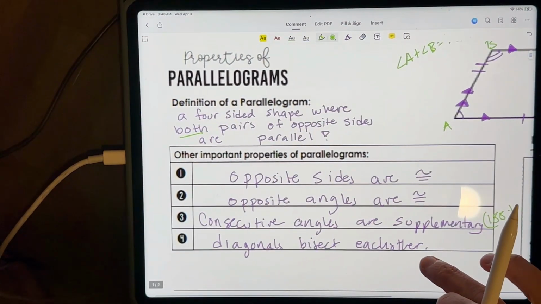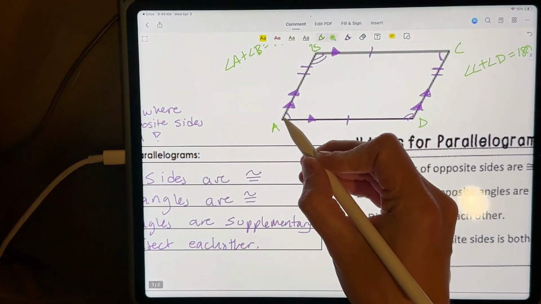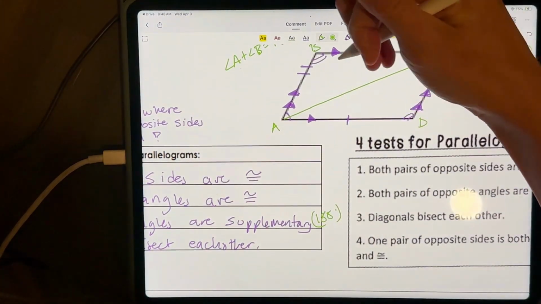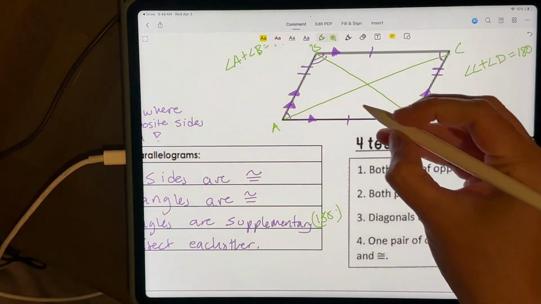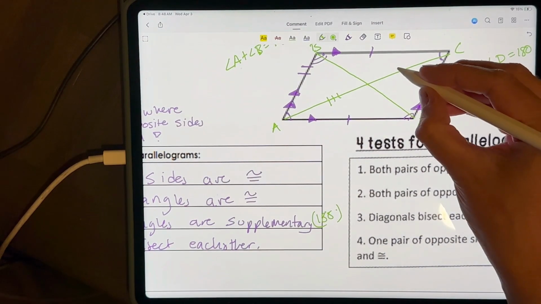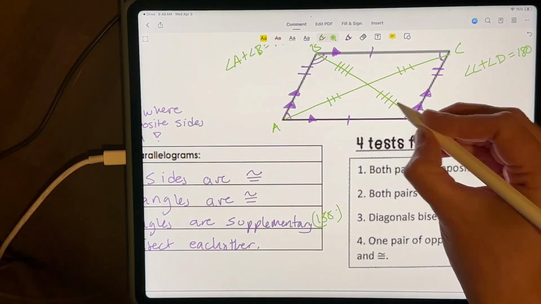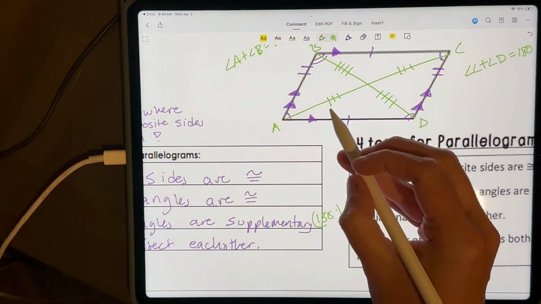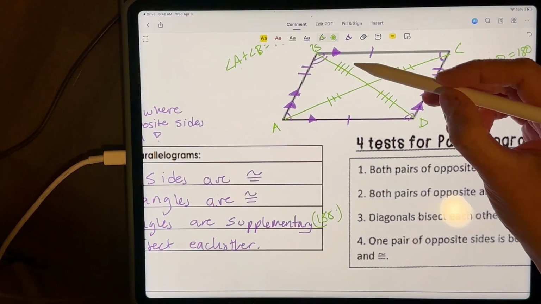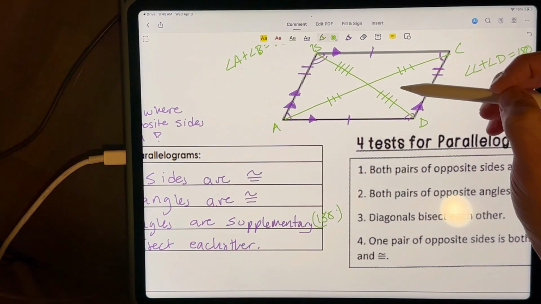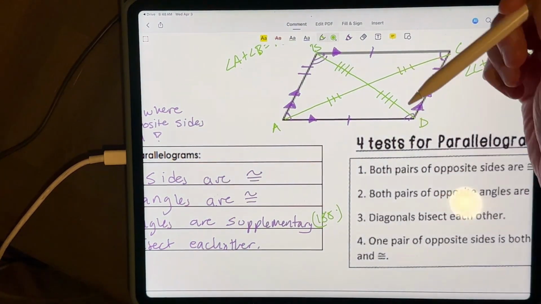All right, last but not least, the diagonals must bisect each other, okay? So that means this piece and this piece are both cut in half. This piece right here matches this piece right here, and this one matches this one. Notice I did 3 lines on this one, and 4 on this one and this one. Later on, we'll have one where all the diagonal pieces are congruent, but not in this one. Only the pieces on the same diagonal match for parallelograms.